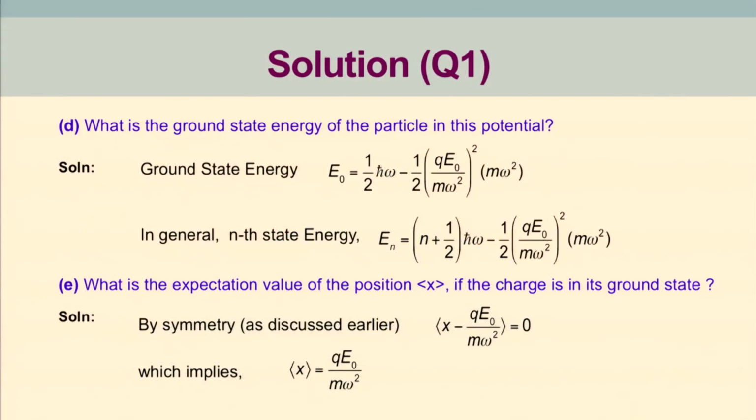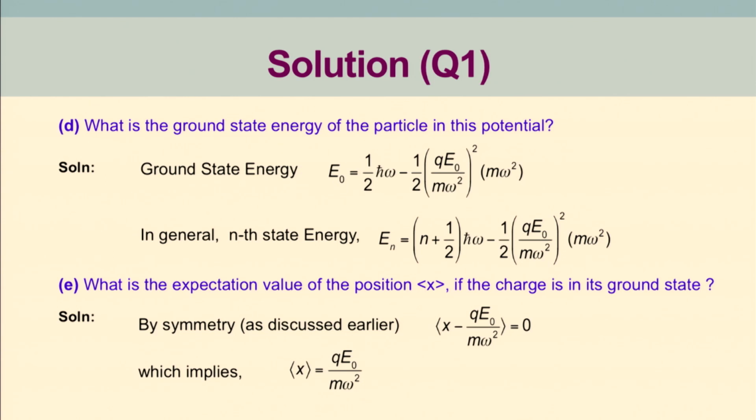The next question was, what is the expectation value of the position x if the charge is in the ground state? Now, by symmetry, as we have already discussed in the previous lecture, the expectation value of the position is actually 0 in this case. So, which means in this particular case the expectation value of x minus qE0 by m omega squared is actually 0, because the integral for any general nth harmonic oscillator state, the integral of psi n star x times psi n, is actually always 0. So in this problem, the expectation value of x minus qE0 by m omega squared is 0, which implies that the expectation value of x will be qE0 by m omega squared. So in this particular case, the expectation value of the position x has a particular value given by this expression.